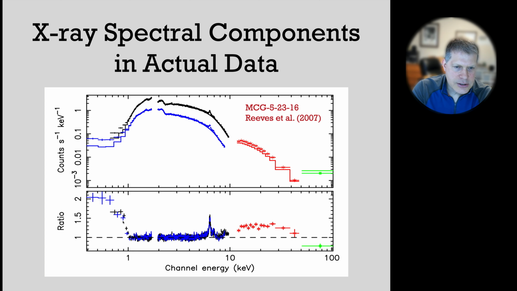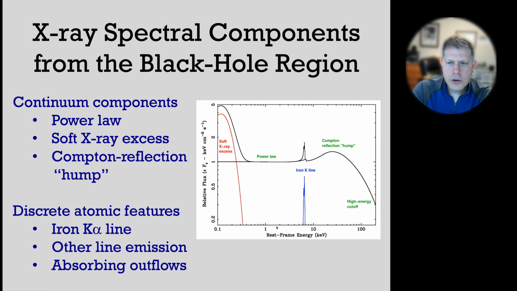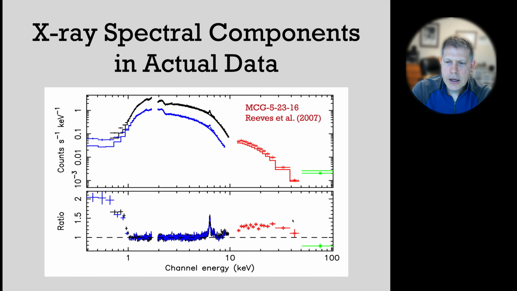Here is the nice soft X-ray excess down here, detected at very high statistical significance. Here is the iron line. Here is the Compton reflection hump. And then note also that this power law, as I've already mentioned, does not go on forever. There's a high energy cutoff of the power law. And here you may be seeing some evidence that the power law is starting to cut off compared to expectations there. Okay, so that's one example of these components seen in actual data.